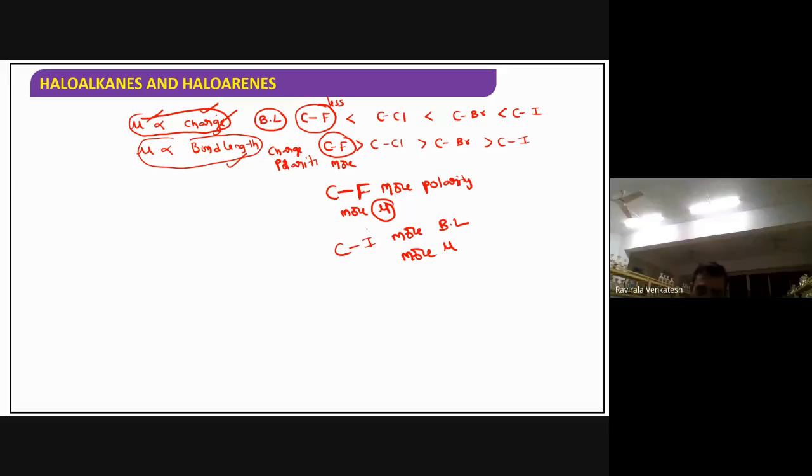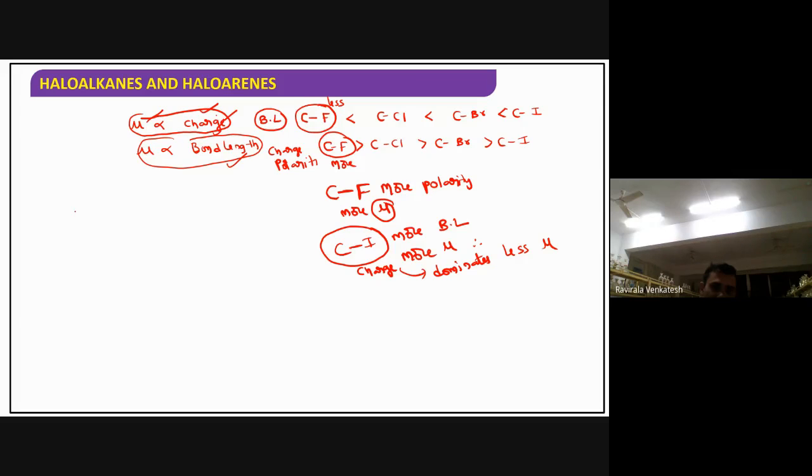In the case of C-I, which factor is dominating here? Charge is dominating. The dominating factor is charge. So when charge is dominating towards dipole moment, polarity is dominating. The C-I polarity is very less. When polarity is dominating, C-I is having less polarity. Therefore, this is charge is dominating, and because of this it is having less dipole moment. According to the concept, you are getting that.